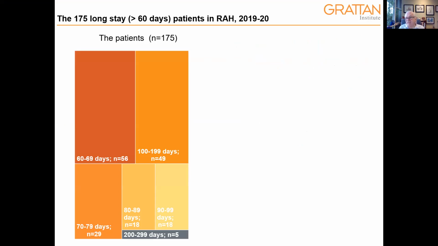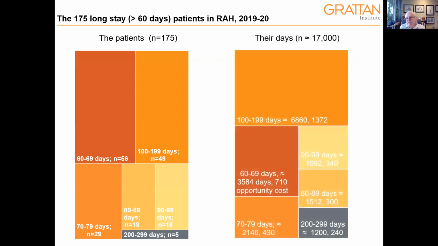I was interested in ambulance ramping at the Royal Adelaide Hospital. Again, I got hold of a big data set about all the patients at the Royal Adelaide in 2019-20 and found 175 patients who stayed a long period of time, more than 60 days. The thesis is that if you can do something with these very long stay patients, we can improve flow. These 175 patients used up 17,000 bed days.